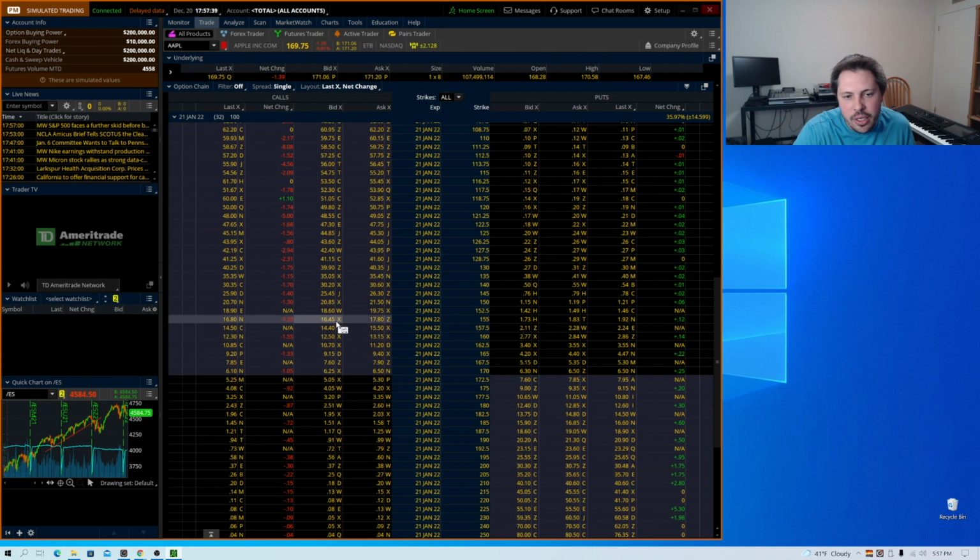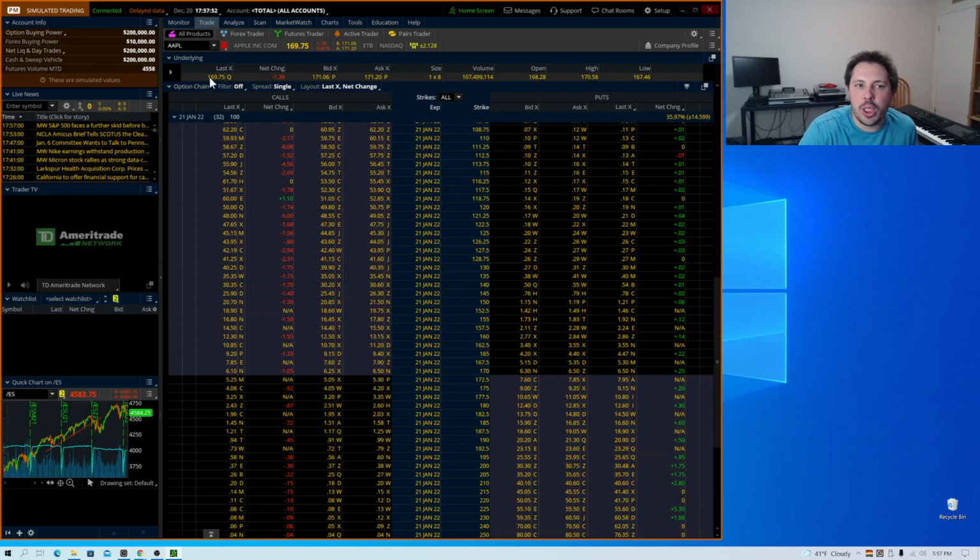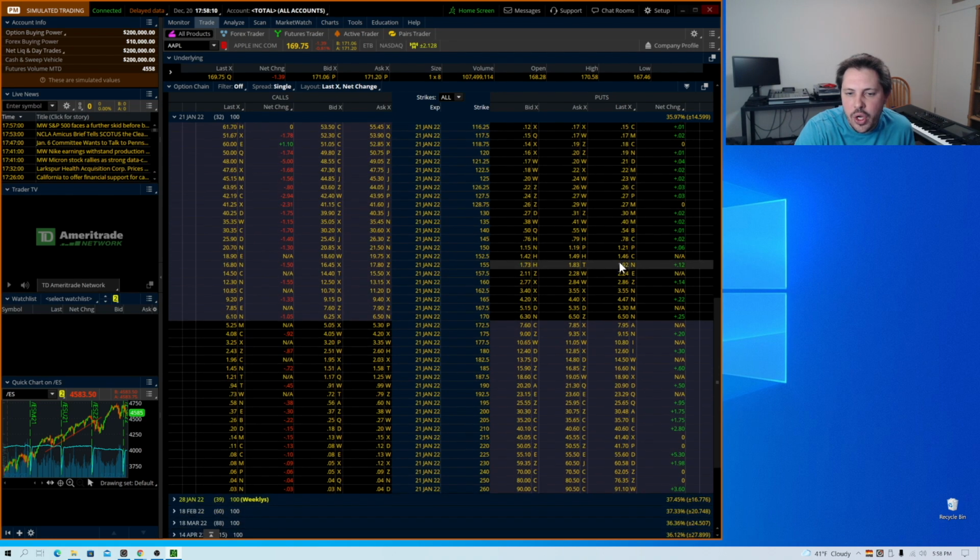Okay, so we can see right here this strike price, and we can see the calls on the left, right, if the underlying asset price is above the strike price of the call, it's in the money, right? So everything below 169.75 is in the money, and this is represented by this highlighted area, okay? So on the call side, these options here would be in the money, and on the put side, these options over here would be in the money.